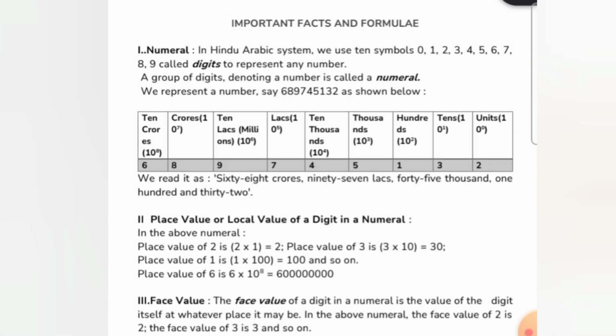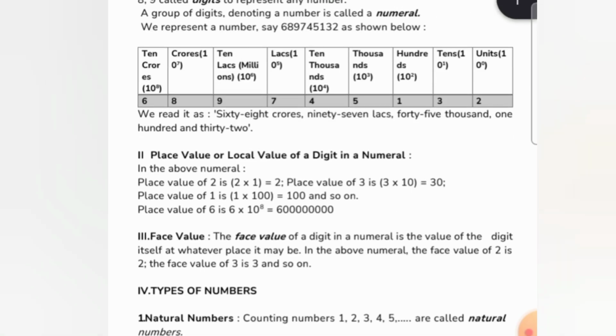In the Hindu-Arabic system, we use 10 symbols 0, 1, 2, 3, 4, 5, 6, 7, 8, 9, called digits, to represent any number. So digits are symbols which we can use in mathematics. A group of digits denoting a number is called a numeral. Here we can see an example, and we read it as 68 crores 97 lakhs 45,132.